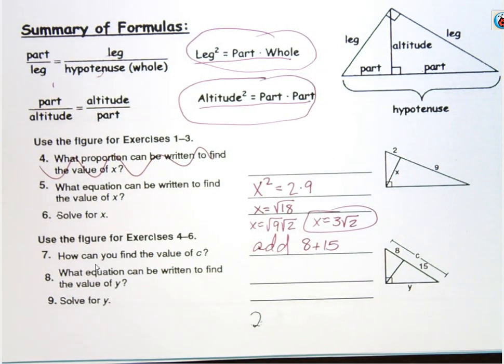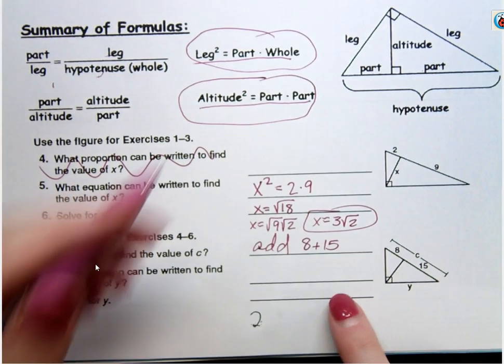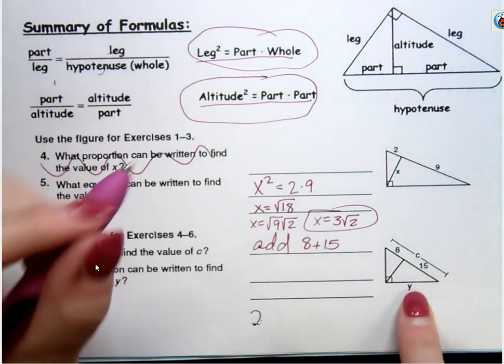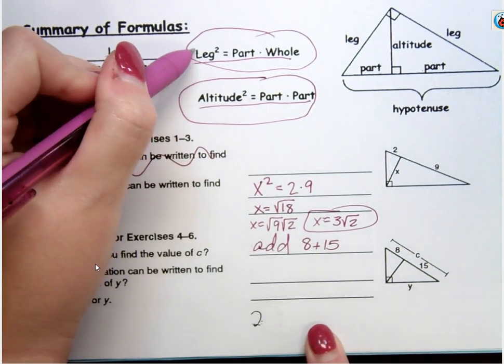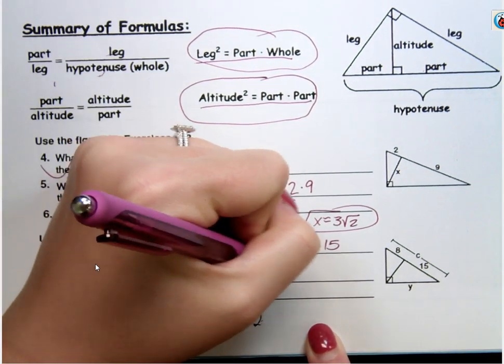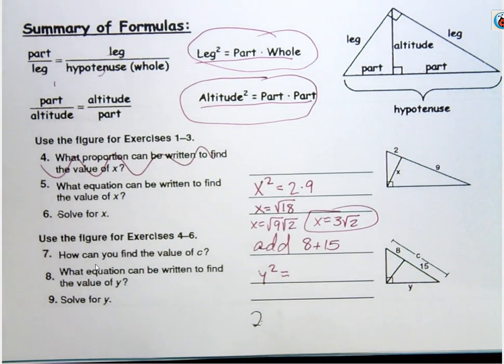Yeah, pretty much. Sometimes, and we'll get into it, it'll ask for a part, but it'll give you the other things that you need to plug in to solve. But for right now, it's either going to be a leg or altitude. That's how you pick your equation, and you plug in the numbers. That's all it is. So we've got our leg. If we look back up here, we've got the leg squared. So y squared is the part times the whole.